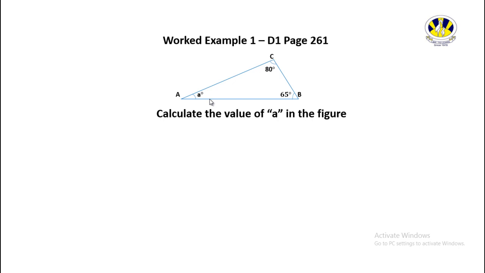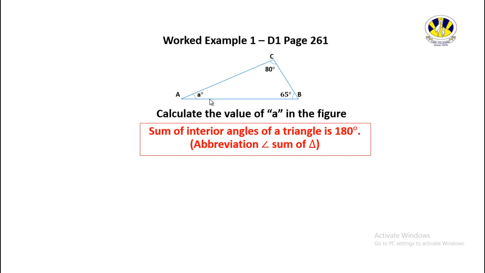First, let's remember what we have learned in our previous years. The sum of interior angles of a triangle is 180 degrees. You can also see this abbreviation, angle sum of a triangle. According to the above statement, we know that A degrees plus 65 degrees plus 80 degrees is equal to 180 degrees. The reason is angle sum of triangle.